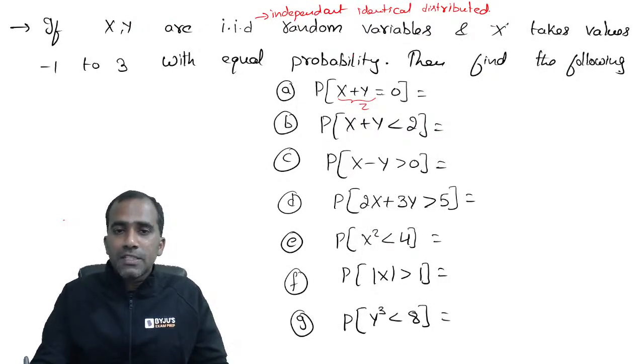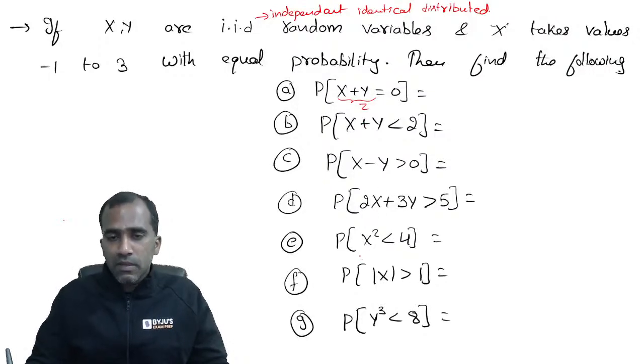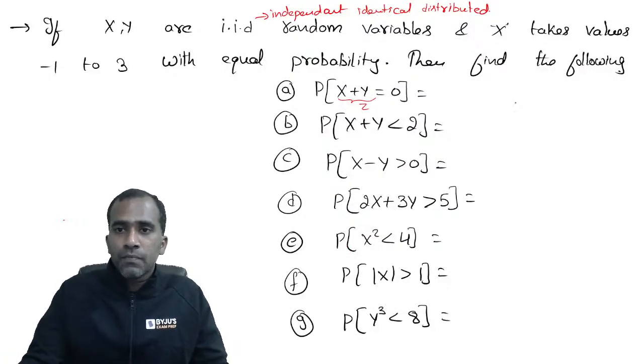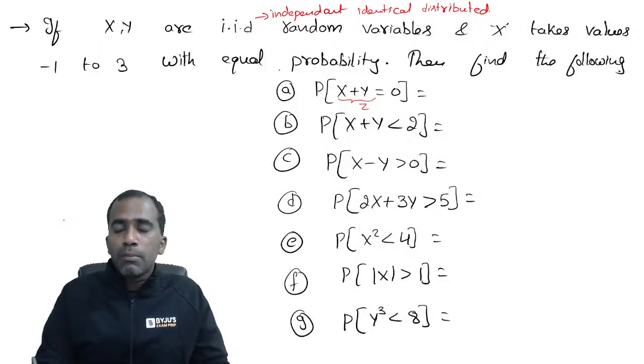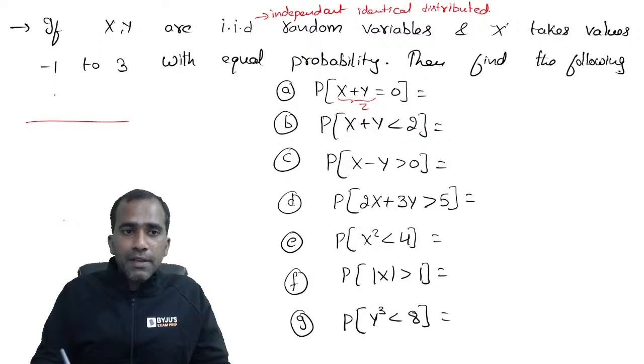Only in the independent case will these problems be easy. If it is non-independent, it will take a lot of time to solve the question, but we can solve it. So X is taking values from -1 to 3 with equal probability. They are giving us the PDF of X: a uniform PDF from -1 to 3. When they say equal probability, it means uniform PDF.